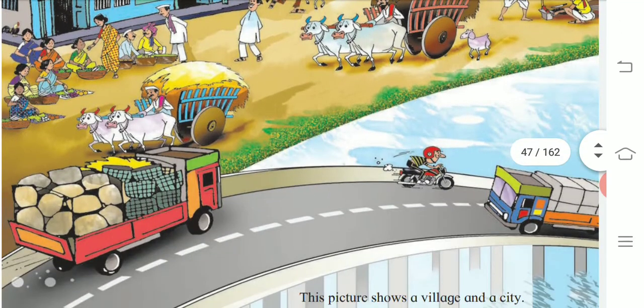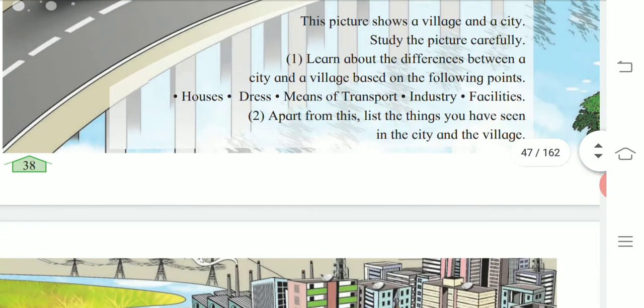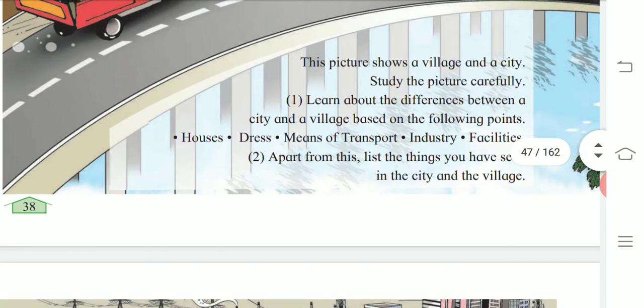Now let's look at the next picture. This picture shows a village and a city. Study the picture carefully. Learn about differences between a city and a village based on the following points: houses, dress, means of transport, industry, facilities. Number 2. Apart from this, list the things you have seen in the city and the village.